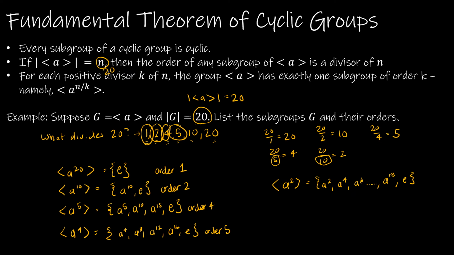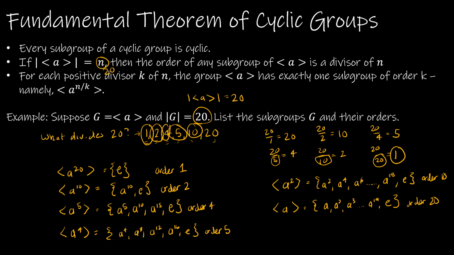So there's 10 total items, so the order is 10. And then the last one, 20 divided by 20, which gives me 1. So A, or just A to the first, that's going to generate everything, right? Because we're going to get A squared, A to the third, A to the 19th, A to the 20th, which is the identity. So again, this is order 20 and generated by A to the first. The previous one was order 10 because there would be 10 elements in that set.